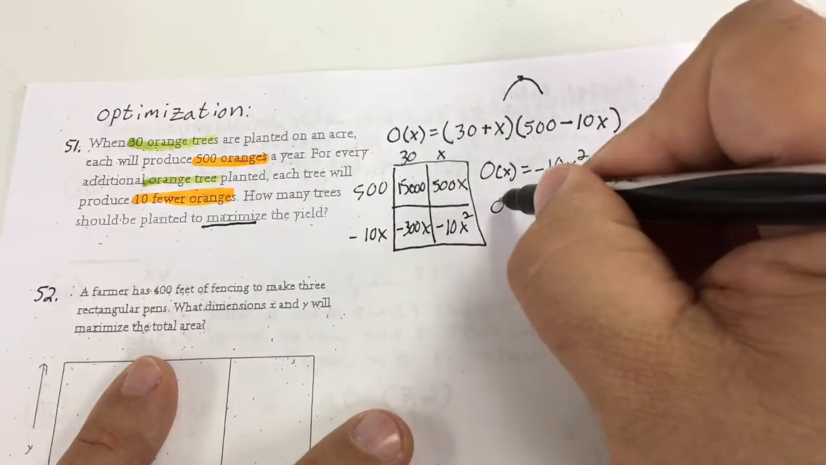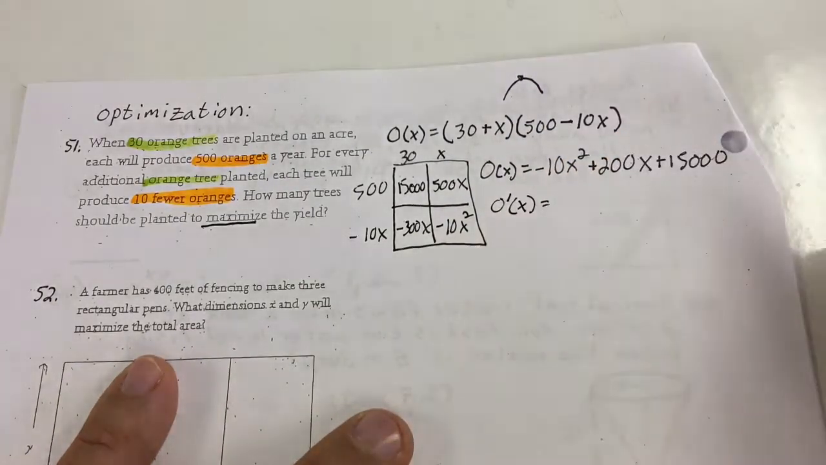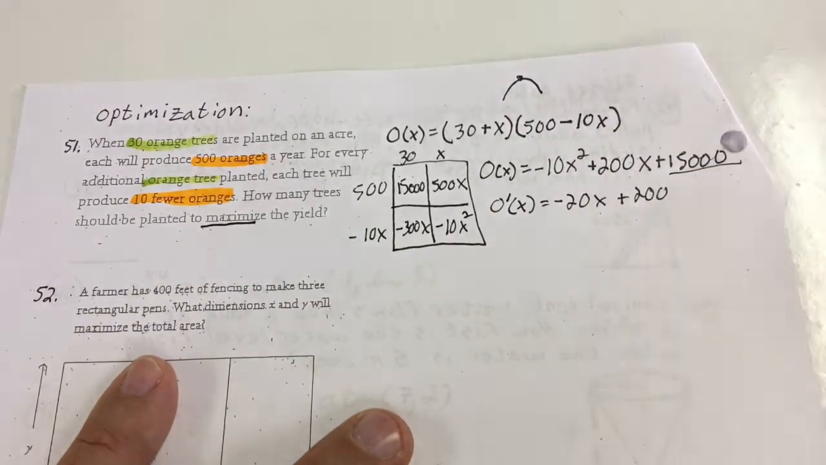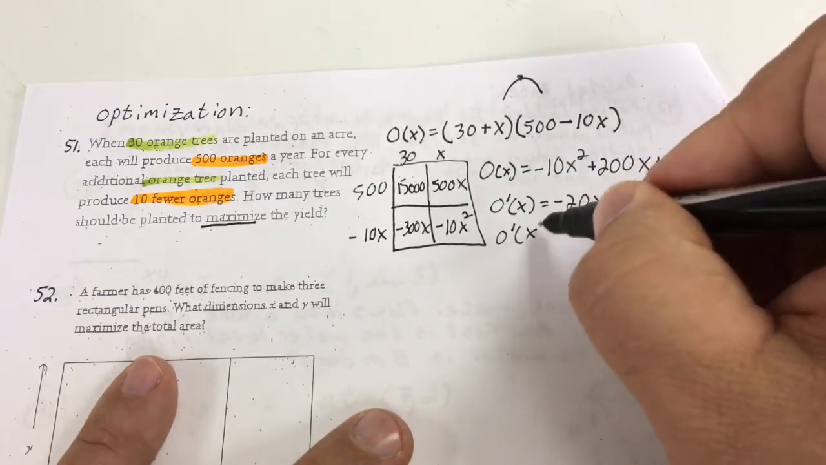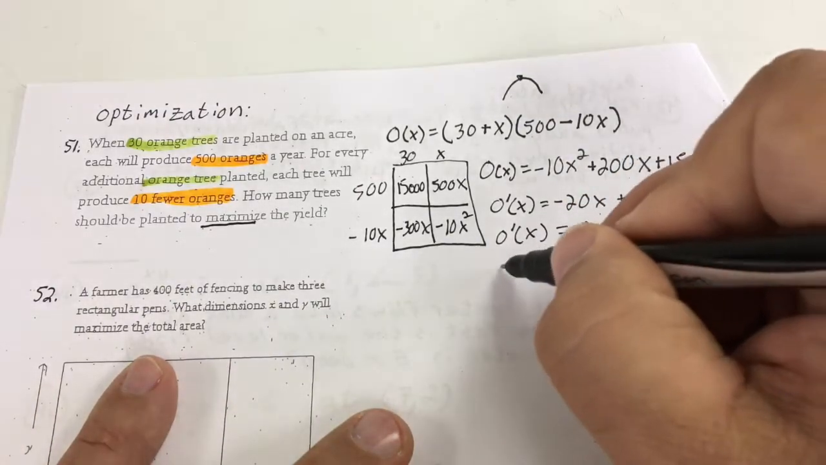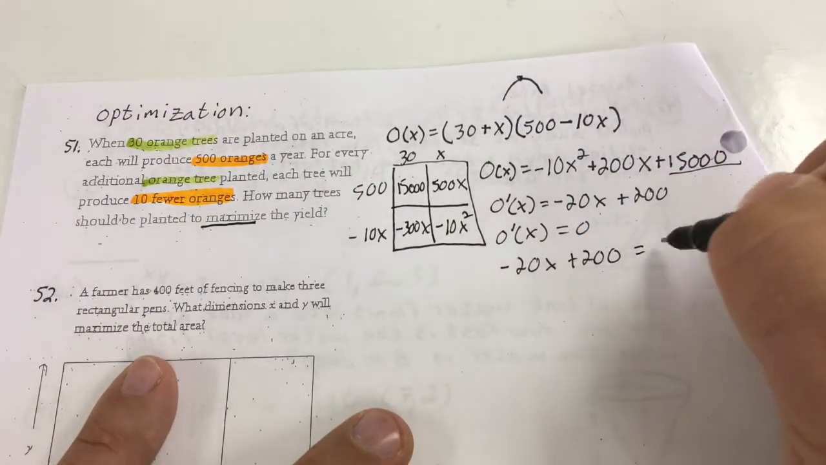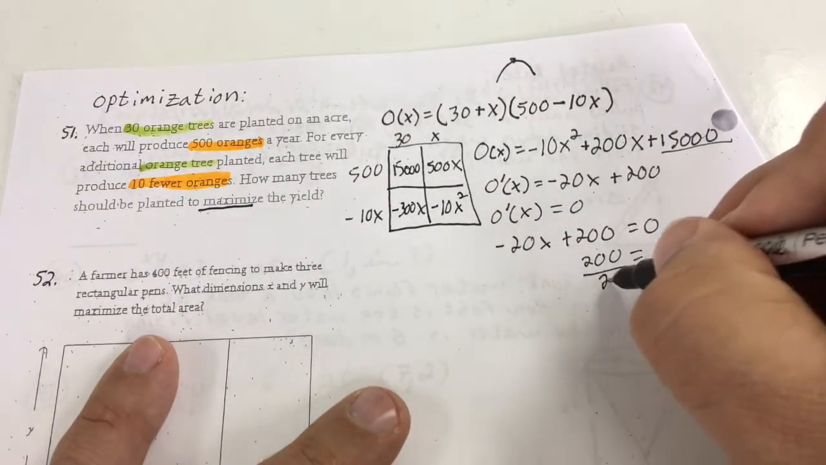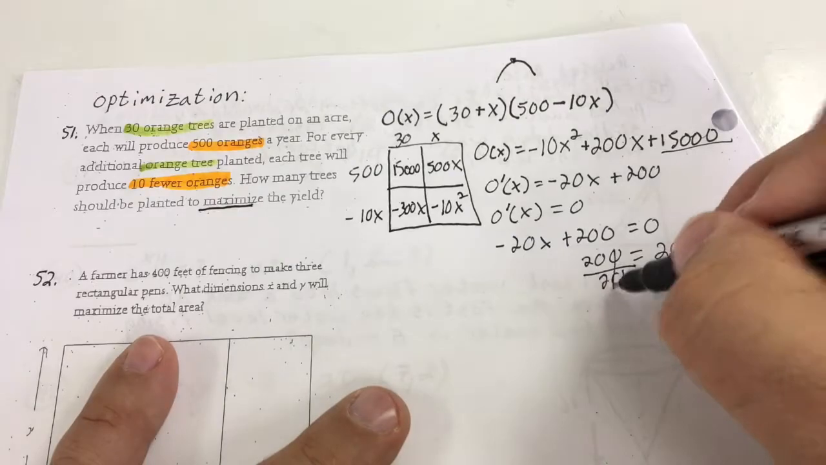The key is to take the derivative and then set the derivative equal to 0. So the derivative is going to be negative 20x plus 200, and the constant goes away. So I take the derivative and I set it equal to 0. That's going to give me negative 20x plus 200 equals 0. So 200 is going to equal 20x, and x is going to equal 10.